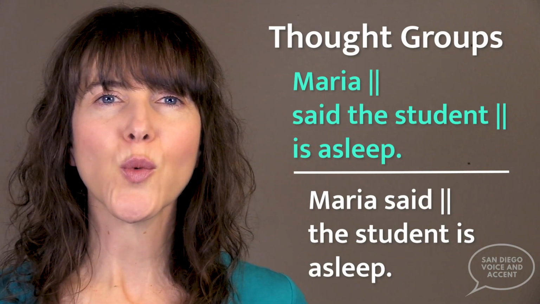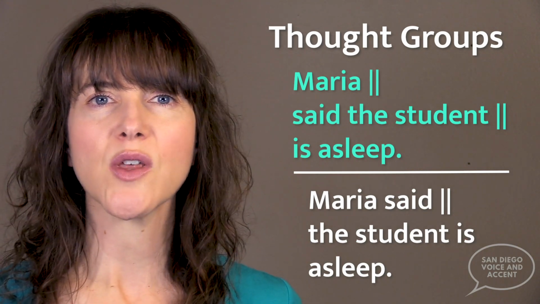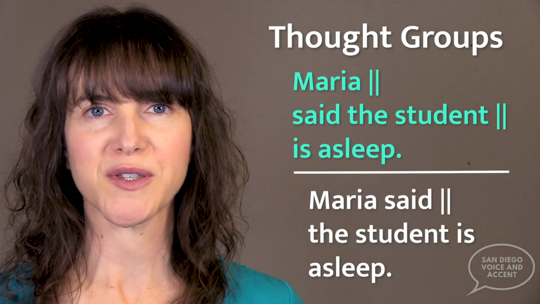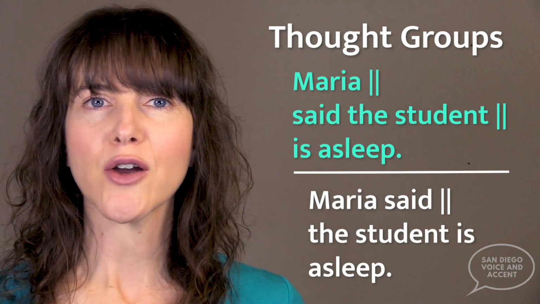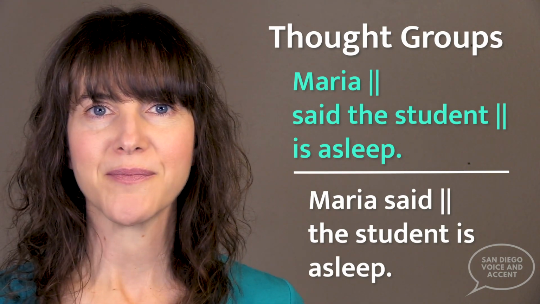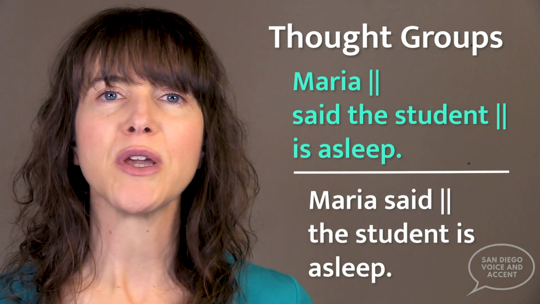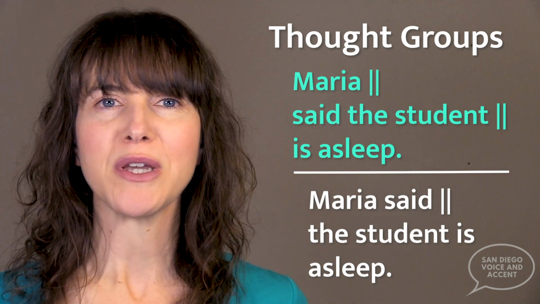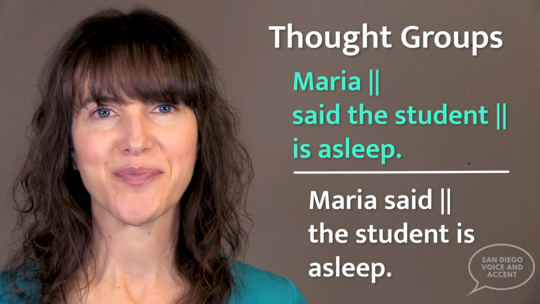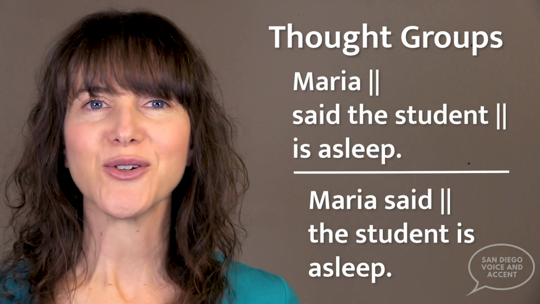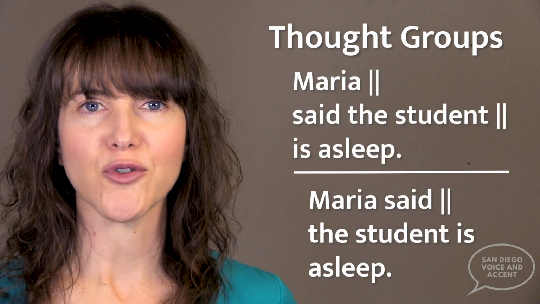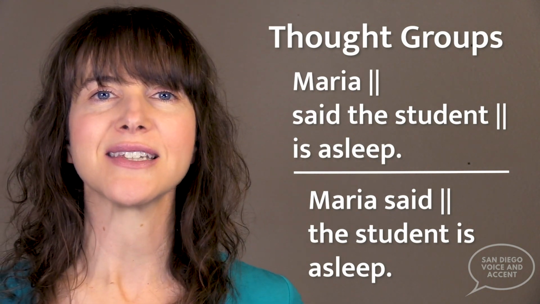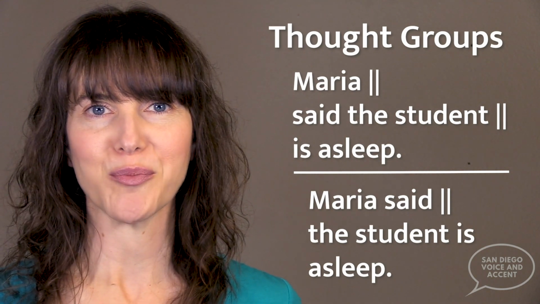But if it was the other way around, and Maria was the one who was asleep, I'd have to use three thought groups. The first thought group would be the word Maria. The second thought group would be the words, said the student. And the third thought group would be the words, is asleep. And to signal that I'm using different thought groups, I changed the intonation of my voice and I paused at the end of each thought group.